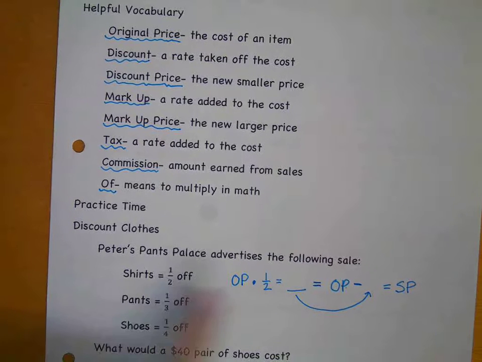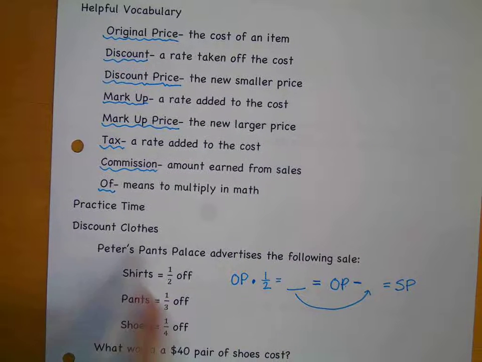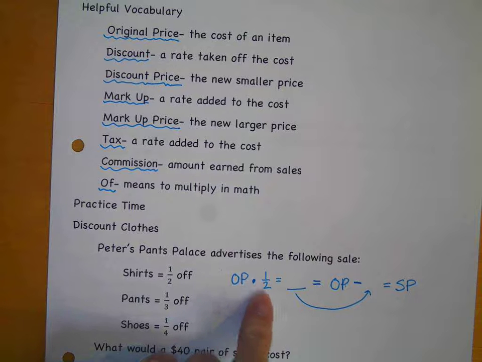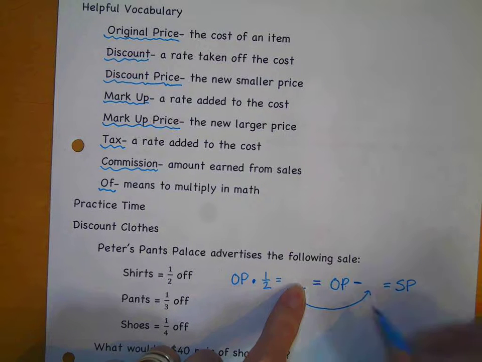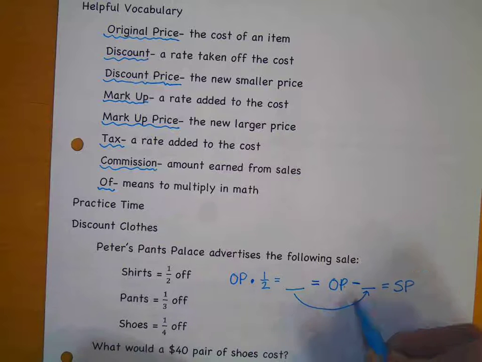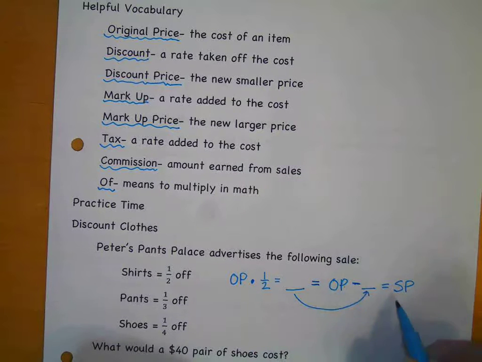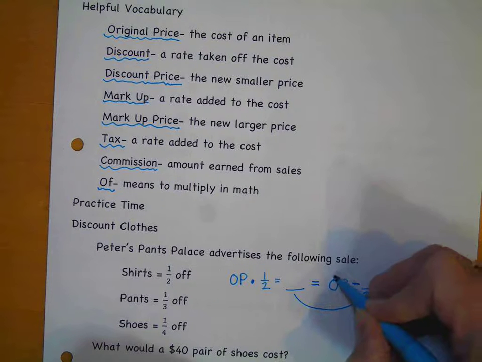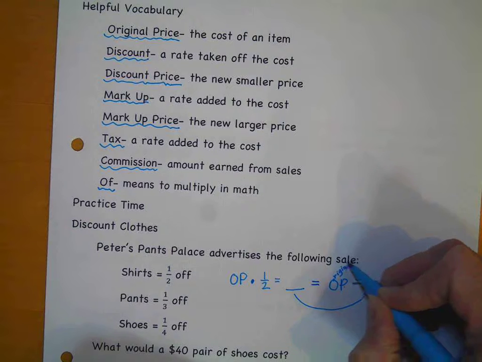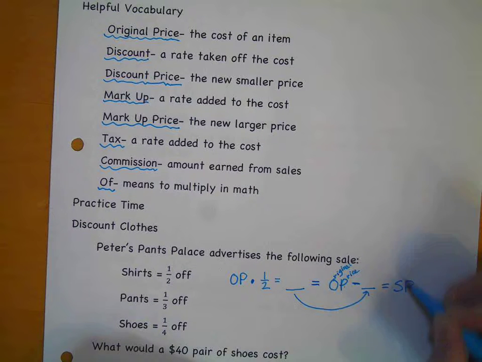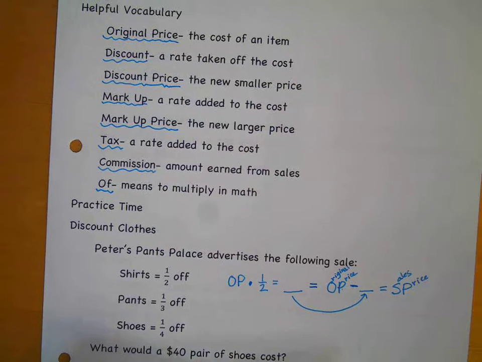Okay, let me say it again. So you take the original price of the shirt, you multiply it by 1/2. That amount that you got from multiplying it by 1/2, you subtract from the original price, and that gives you the new sales price. Okay, so OP is original price, SP is sale price. Do you see why this is so confusing? Okay, so yeah, you have to know those vocabulary words.